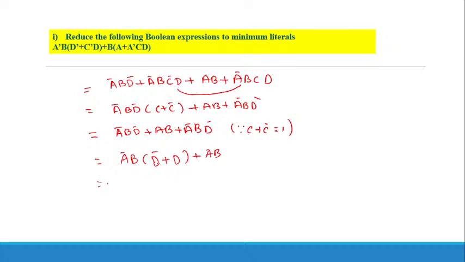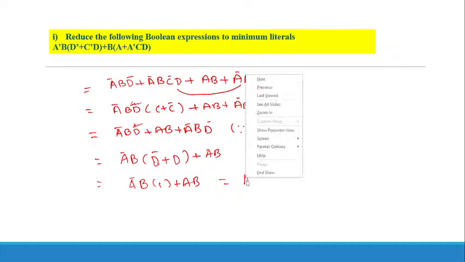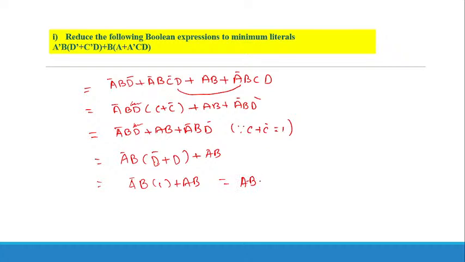Okay, here, no D bar now. Sorry. Then you will have A bar B into 1 plus AB. Then you will have the expression to be AB plus A bar B. Take out B common, A plus A bar, which is equal to B. Answer is B. Okay.